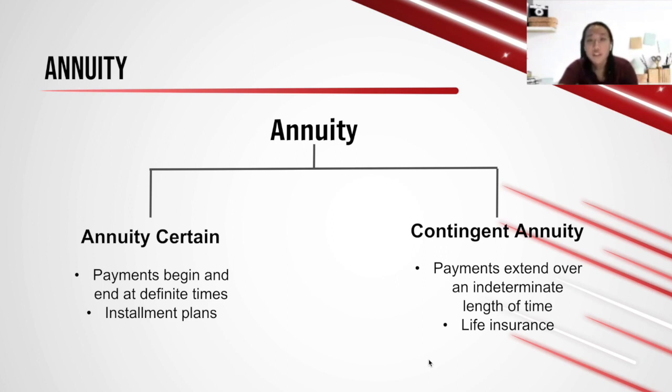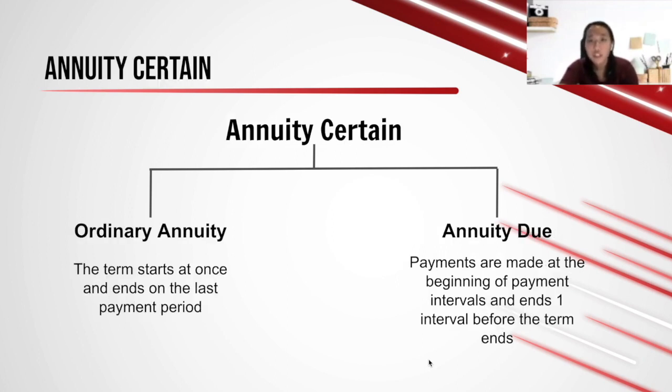The types of annuity certains we will discuss today are divided into two, which are ordinary annuity and annuity due. The difference between these two is not that big actually. Ordinary annuities are annuities where the term starts at once and ends on the last payment period. The periodic payment is made at the end of each period. Annuity due is basically the opposite of ordinary annuity. The periodic payments are made at the beginning of payment intervals, which means that the payment already occurs immediately. And the last payment is made one payment interval before the term ends.